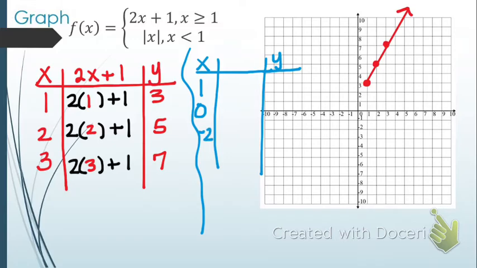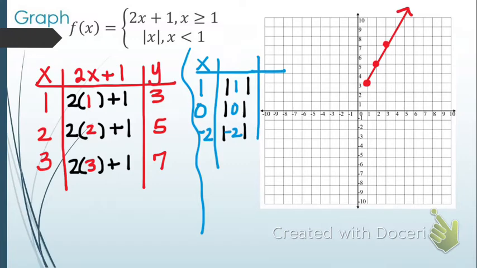So this function says take the absolute value. So you're taking the absolute value of 1. Then you're going to take the absolute value of 0. And then you're going to take the absolute value of -2. Okay, so what's the absolute value of 1? Just 1. What about the absolute value of 0? And what about the absolute value of -2? 2, +2. So go ahead and plot these 3 points.